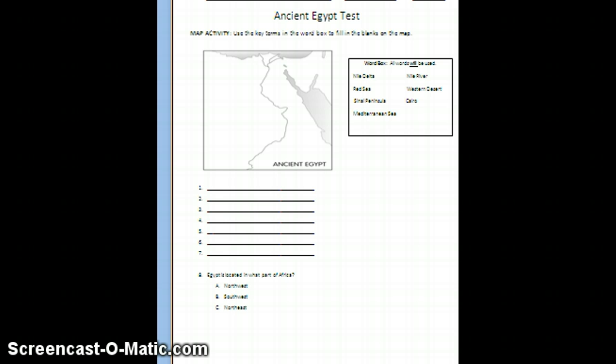25. In 1799, a French soldier found the Rosetta Stone. Why was this discovery important? A. It is an important part of Asian history. B. It allowed scholars to understand hieroglyphics. C. It had mythical stories written on it.